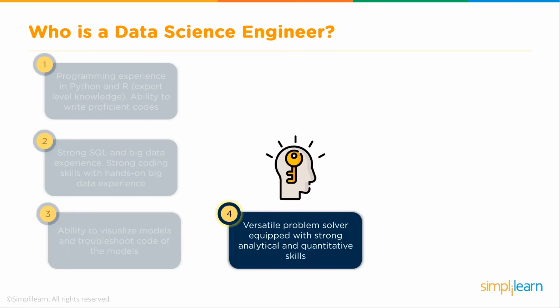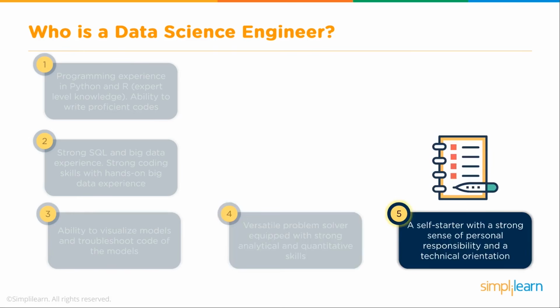And you need to be a versatile problem solver, equipped with strong analytical and quantitative skills. A self-starter with a strong sense of personal responsibility and technical orientation. This is an interesting one because when you talk about data science engineer, it's such a new field that most companies don't have it well defined. They don't know what they're looking for. You might not even know what you're looking for. You might have an idea and you're looking for patterns, but where do those patterns lead you? So you really need that self-starter side to jump in there and figure out where to go and be able to communicate that back to the team.